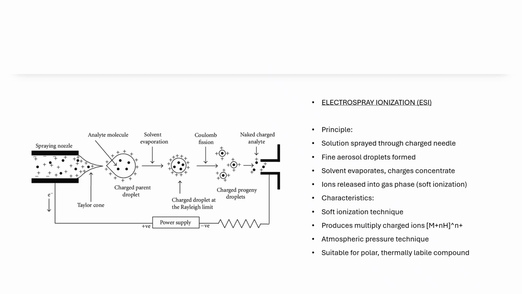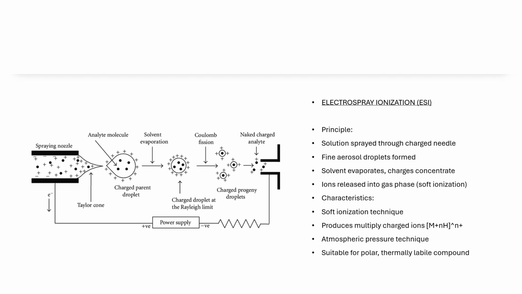Now let's move to something completely different, that is electrospray ionization. This one really revolutionized mass spectrometry, especially for biological molecules. The principle is pretty elegant. You spray your solution through a charged needle, which creates a fine mist of charged droplets, and as the solvent evaporates, the charges get more and more concentrated on the droplet surface. Eventually, the ions are released into the gas phase. This is a soft ionization process, so your molecule stays intact.